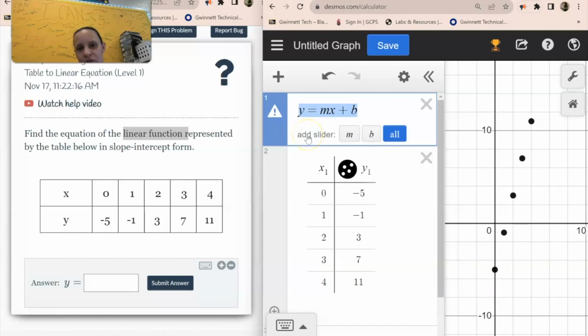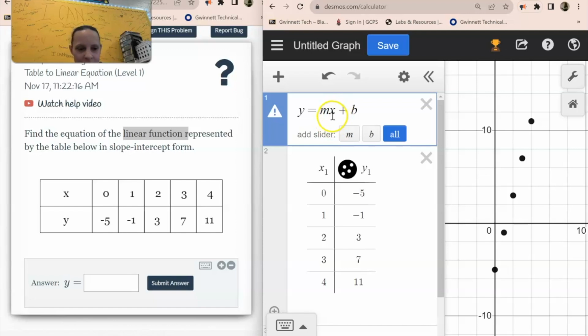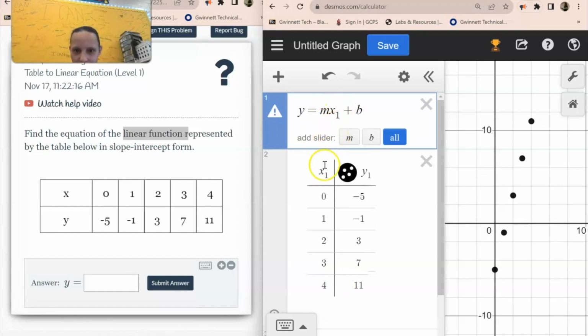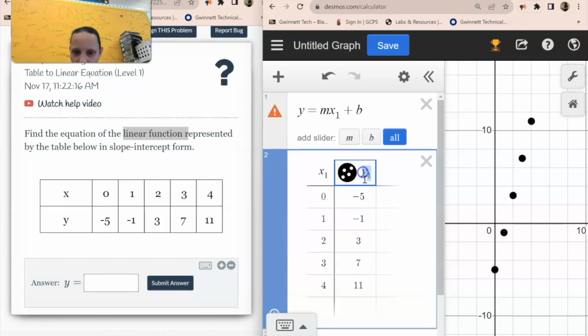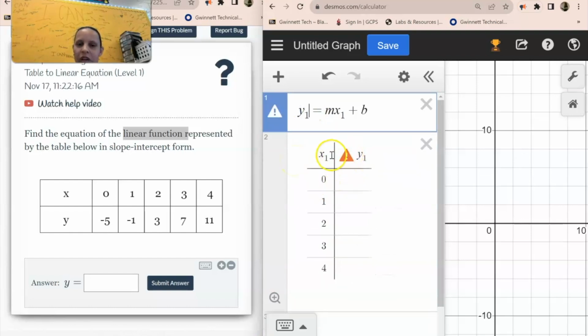Then all you're going to do is change three things. For one, notice that this isn't an x. It's called x sub 1 or x subscript 1. So all you're going to do is come to the x and put a 1. See, it made it x subscript 1. This is not y, it's y subscript 1. So you're going to come right here and put a 1. And be careful, because sometimes it's 2.